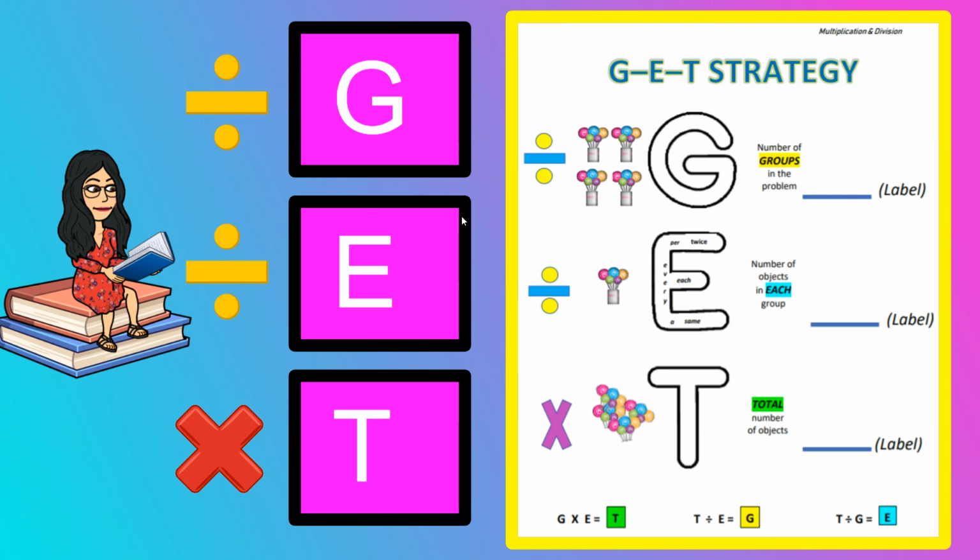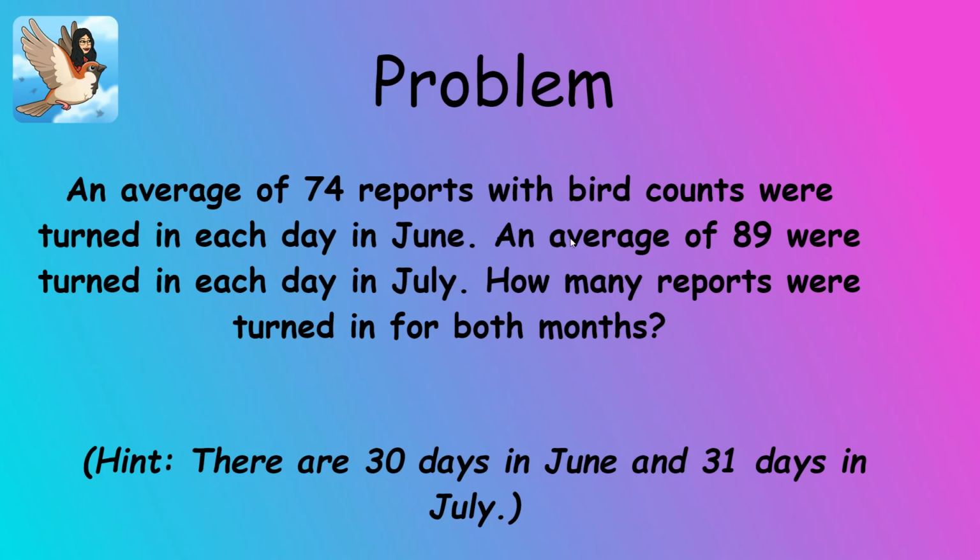So let's model this with a word problem. An average of 74 reports with bird counts were turned in each day in June, and an average of 89 were turned in each day in July. How many reports were turned in for both months? Hint, there are 30 days in June and 31 days in July.